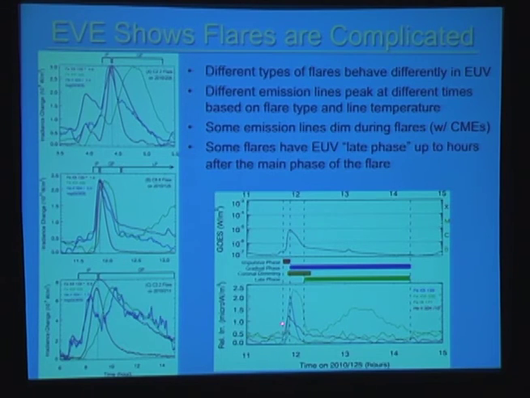We also discovered with EVE that some flares have what we're calling a late phase at some wavelengths, where after maybe 30 minutes to an hour or more after the flare, there's a secondary peak that at those wavelengths can contain more energy than the main peak of the flare. And that's usually not captured in any of the proxy models, even the FISM proxy model.